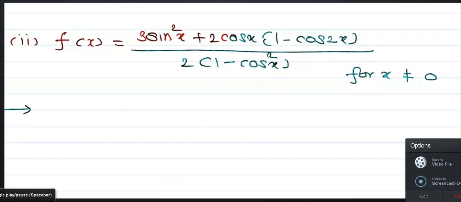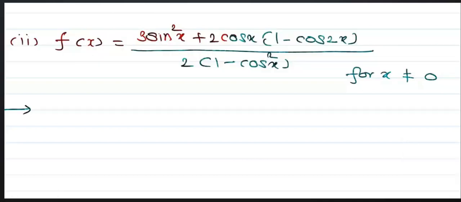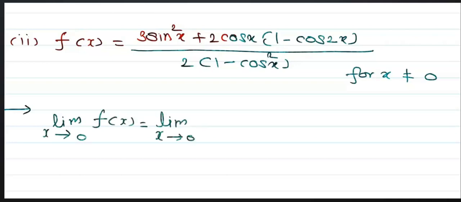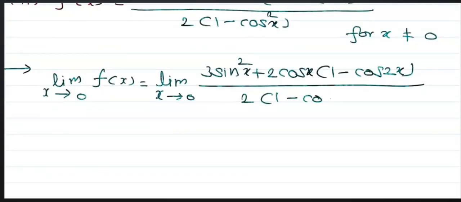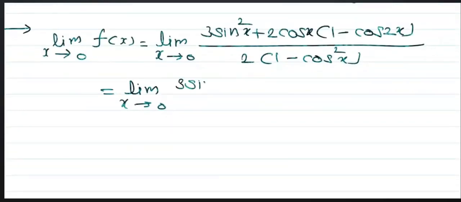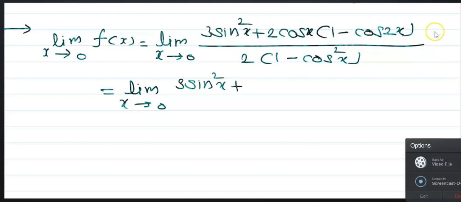Means in this case we'll first of all find out the limit of the given function. Limit x tends to 0, f of x is equals to limit x tends to 0, 3 sin square x plus 2 cos x in bracket 1 minus cos of 2x upon 2 in bracket 1 minus cos square x. आणि मग हे लिमिट सॉल्व करणार आपण रेग्युलर. That is 1 minus cos 2x, here we will apply the formula.